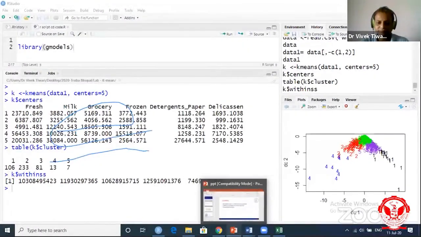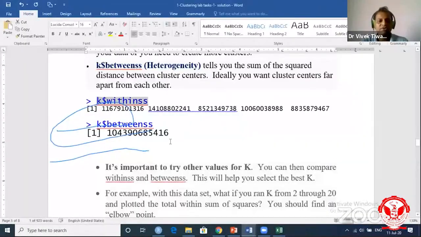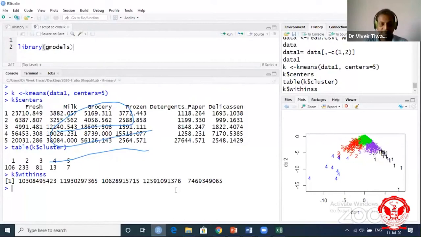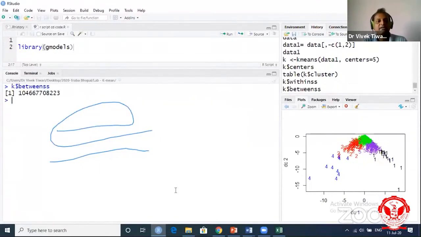Similarly, I need to see the heterogeneity, which is called between SSE. That is a single value. So we had five clusters. What is the distance between all these five clusters? We are going to represent it using the between SSE.